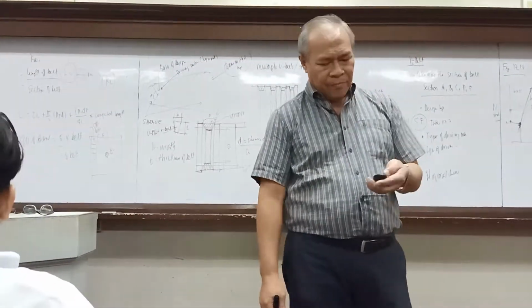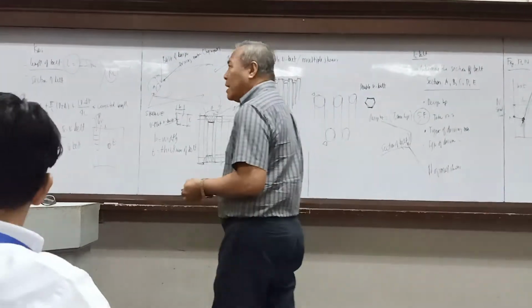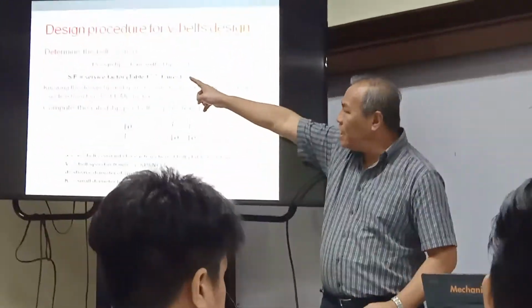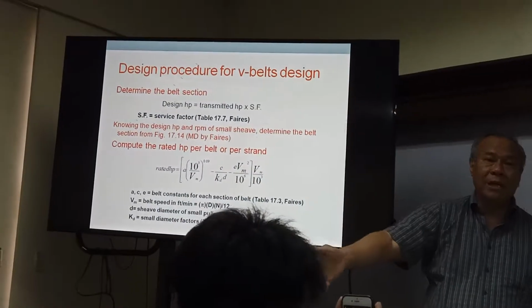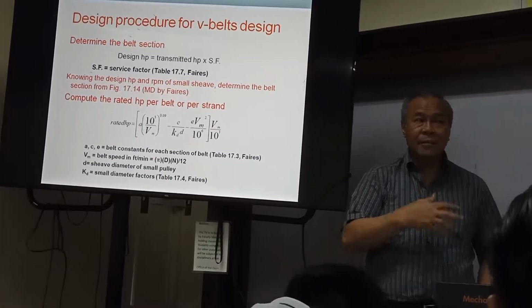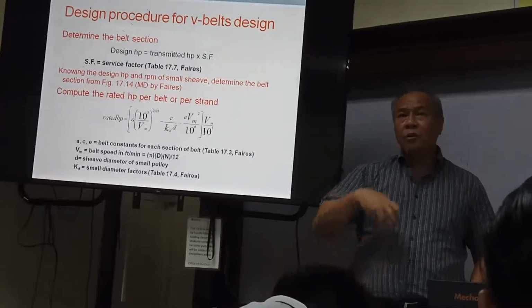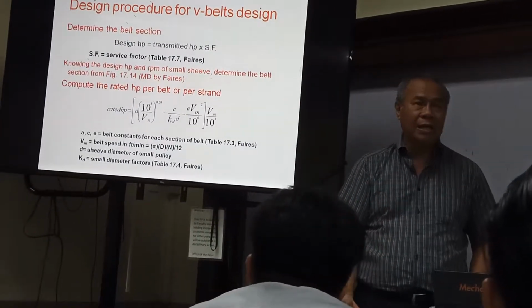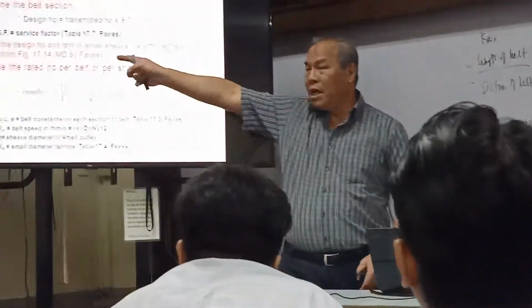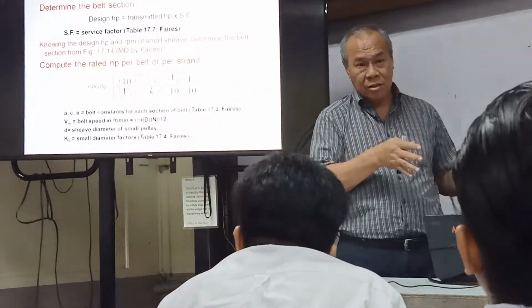Okay? So, going back to this one. Sabi kanina, sabi natin, this one is supposed to be the output horsepower. Diba? Transmitted eh. But sometimes, if in the problem or in the design the output horsepower was not given, what do you use? You always use the RPM or the horsepower of the driving motor.